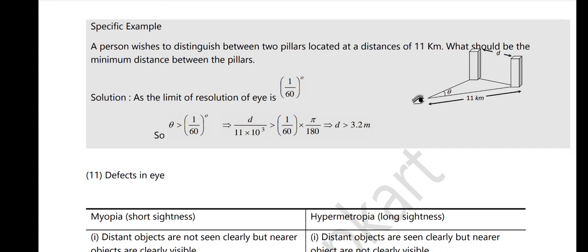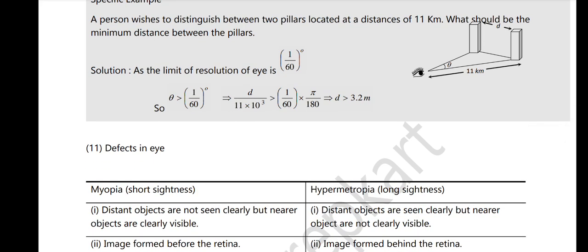Now, a specific example: if a person wishes to distinguish between two pillars located at a distance of 11 km, what should be the minimum distance between the pillars? As the limit of resolution of the eye is 1 by 60 degrees, theta is greater than 1 by 60 degrees, so d by 11 into 10 to the power 3 is greater than 1 by 60 into pi by 180. So d should be greater than 3.2 meter, so that a person can see the two pillars correctly.